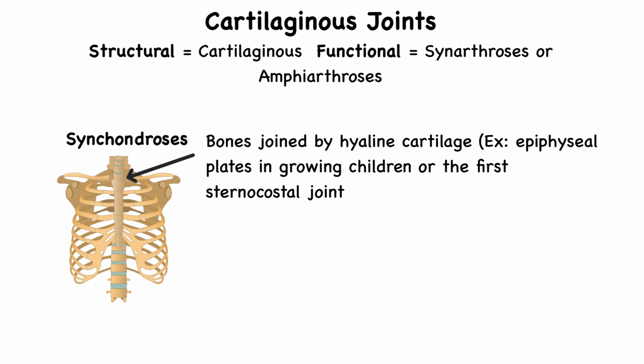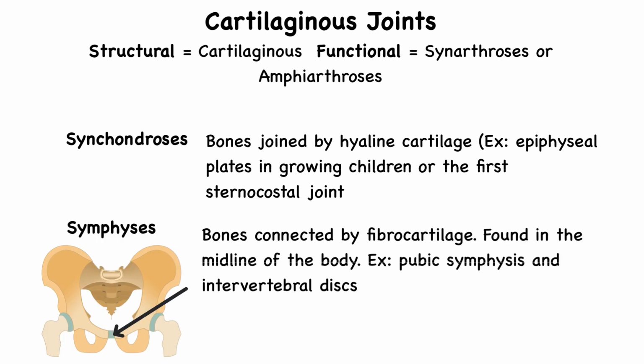And then we have symphyses, which are where the bones are connected by fibrocartilage. These are found in the midline of the body, for example, the pubic symphysis found between the anterior surface of the hip bones and also at intervertebral discs found between the vertebrae. These allow for limited movement and provide strength and flexibility.